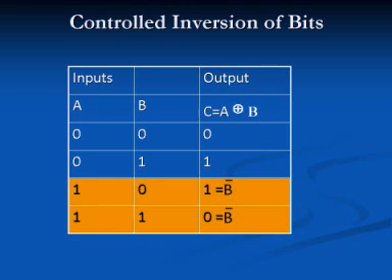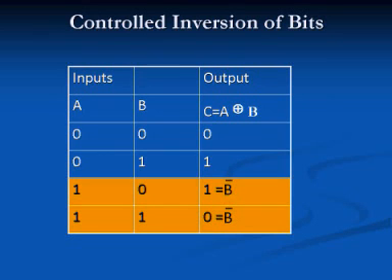Controlled inversion of bits. We can see from the truth table that when A is equal to 0 and B is equal to 0, C is equal to 0. And when A is equal to 0 and B is equal to 1, C is equal to 1. Thus, C is equal to B in both the cases when A is 0. In other words, when input A is equal to 0, the other input, that is B, is transmitted unchanged to the output C.